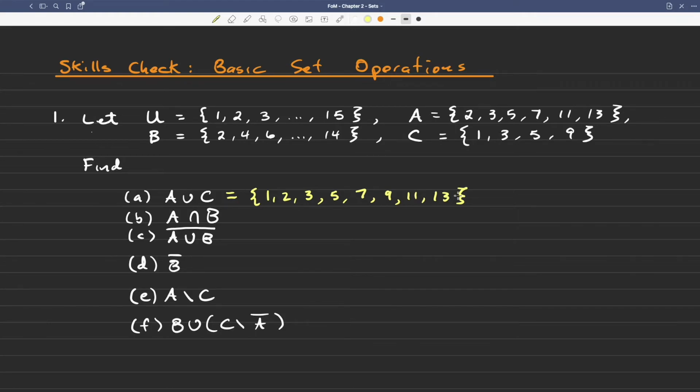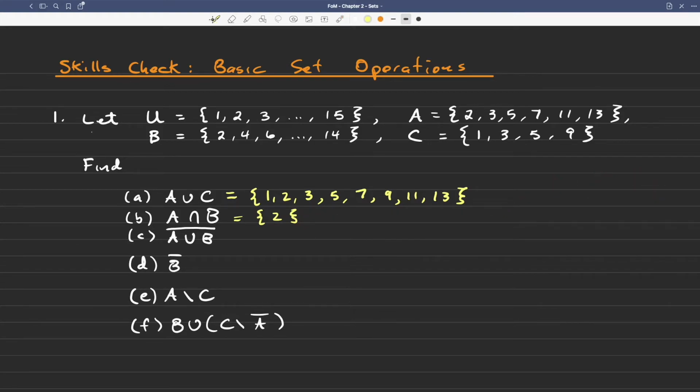A intersect B. What do those two sets have in common? It looks like the only element that A and B have in common is 2. Because after that, inside of A, we only have odd numbers, and inside B, it's all even numbers. So the only element they have in common is 2. By the way, a set that only has one element, we call that a singleton. Just a little bit of terminology that I might use from time to time.